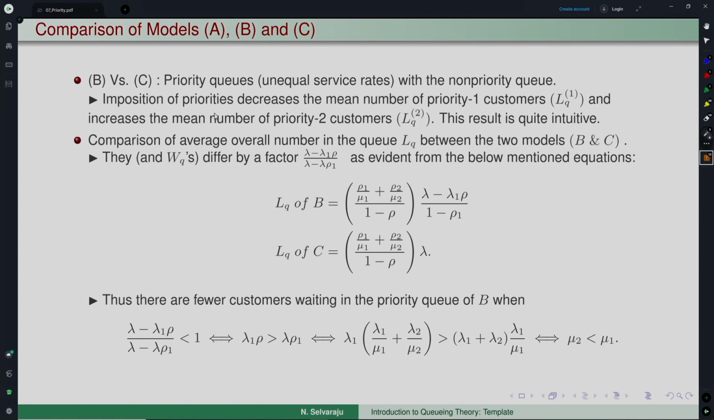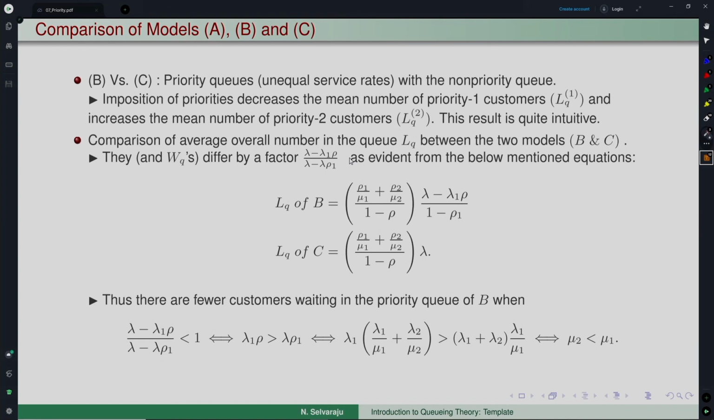Now, how does the overall system performance compare between these two? For which we can pick, say, LQ again. You can do the analysis with WQ or anything, because they are all equivalent. You know that if you know one, you can get the remaining 3 as well. So, we can do with one. So, let us pick LQ between these two models.